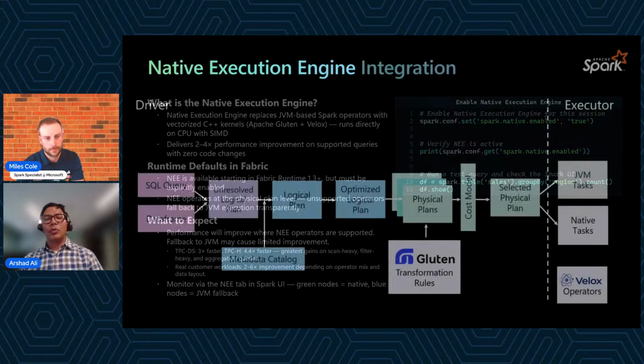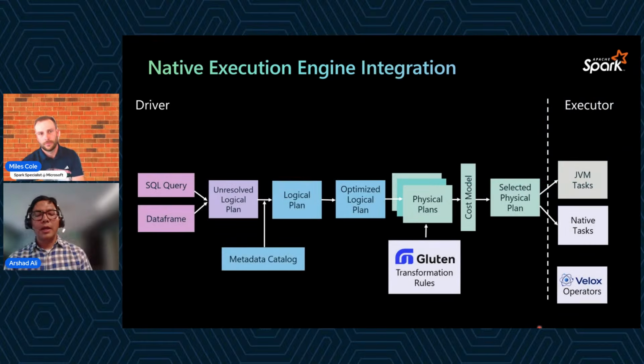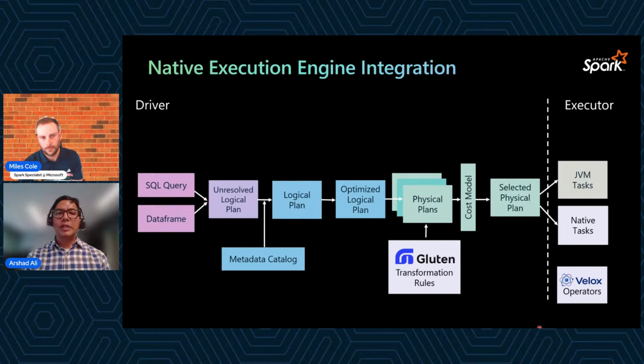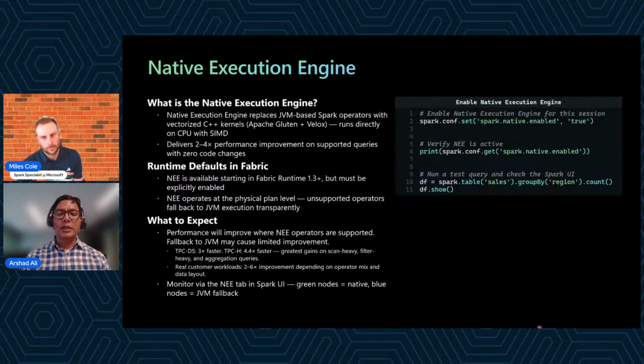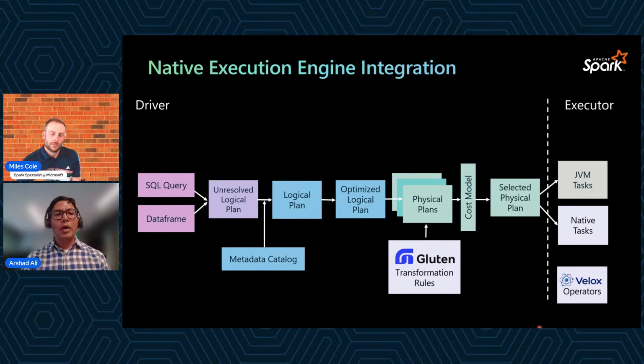And that's why we encourage customers and developers to make use of this native execution engine. And as I said, it's very quick and easy. You just have to set a Spark configuration. You can do it at the environment level, or in a notebook or the job that you are executing. You can enable and disable based on your need. And the best part is when you look at the execution plan under the Spark UI, you'll see all the execution that happens on the native execution engine in a green box, and the part that falls back to JVM in a blue box.